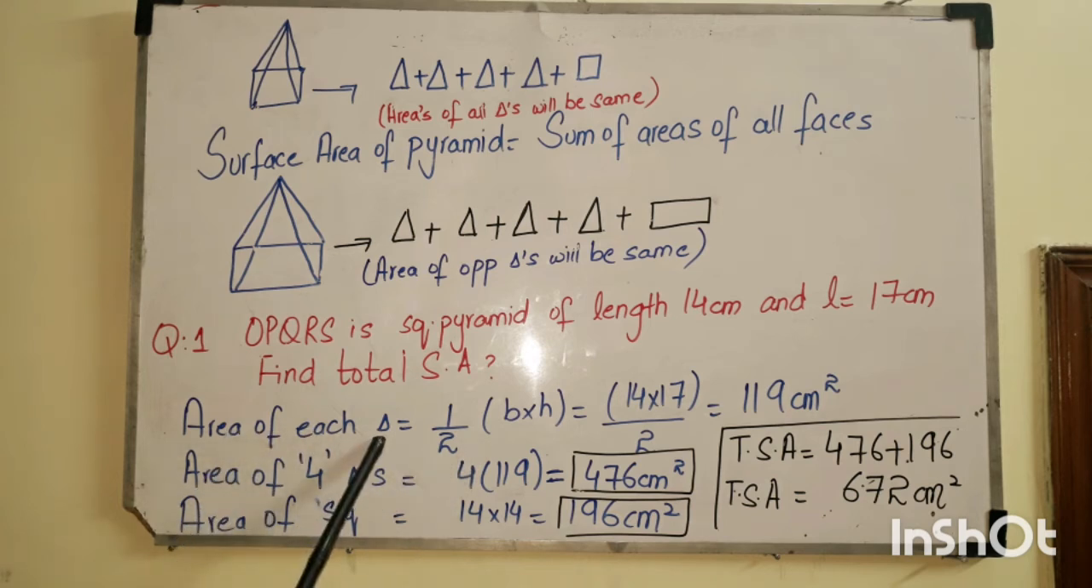The area of each triangle is base multiplied by height divided by 2. What is the base? The square pyramid has length 14, so this will be the base. 14 multiplied by 17 divided by 2 gives 119 centimeter square, the area of each triangle. The 4 triangles will have the area we get after multiplying by 4: 476 centimeter square. The area of a square is length multiplied by length. I got 196. How can I get the total surface area? By adding all the surface areas I have calculated. One is 476, another is 196. I will add them up to get 672. That is the total surface area.